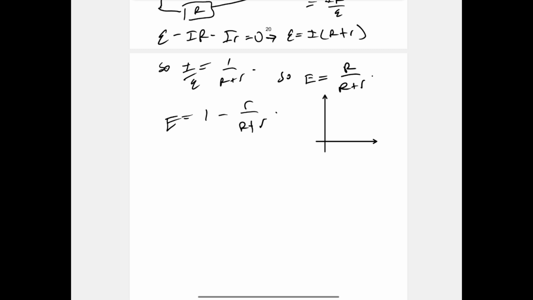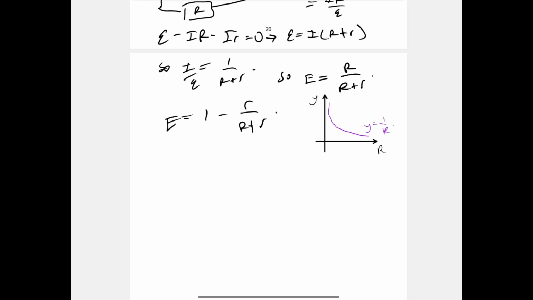So anyways, this is what it looks like. This is y and this is r. This is what y equals 1 over r looks like.